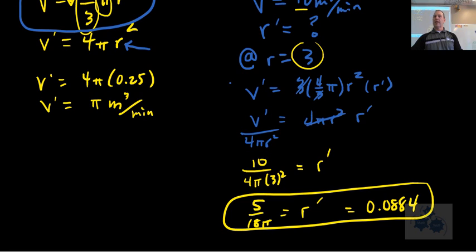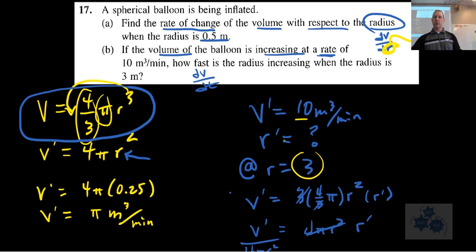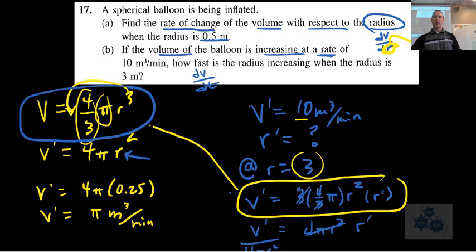Sorry, what was your question? Where did I get the V prime? What do you mean? The V prime value, like 10? No, V prime equals 3. Oh, this one here? Oh, I took the derivative of the volume formula. Yeah, I just took the derivative over here. See, there's the volume of a sphere. I took the derivative.